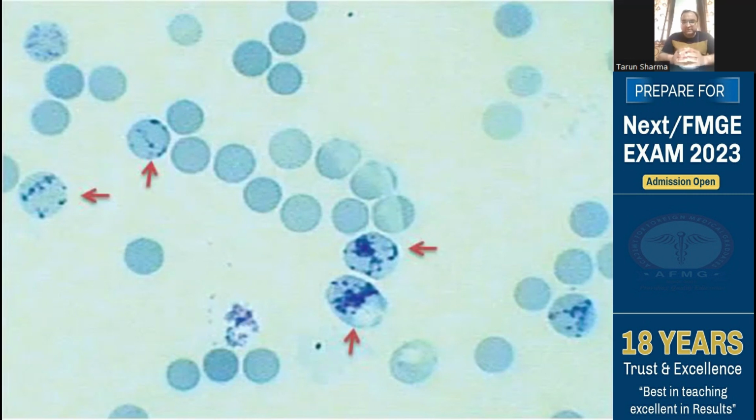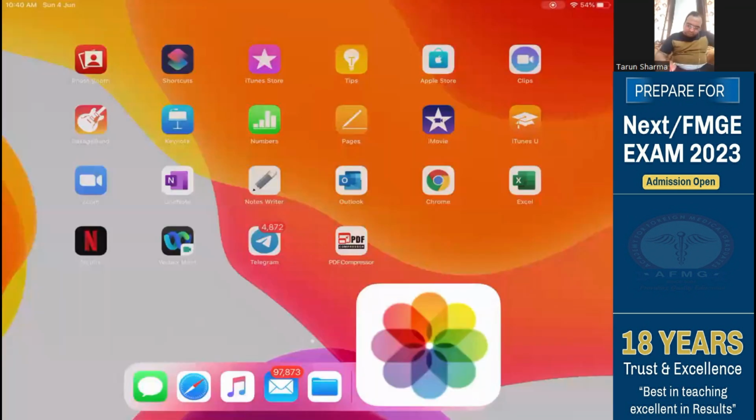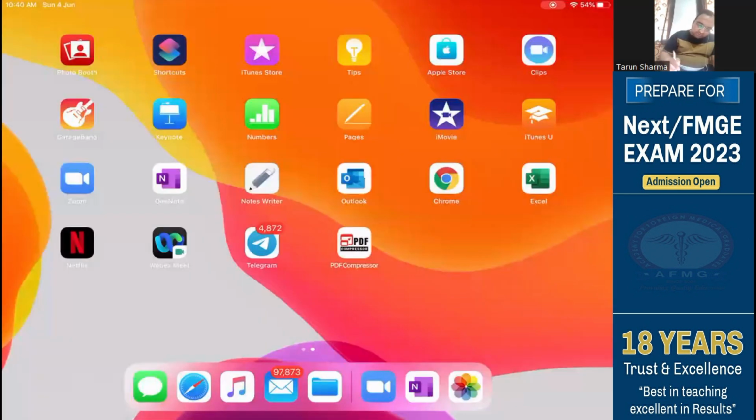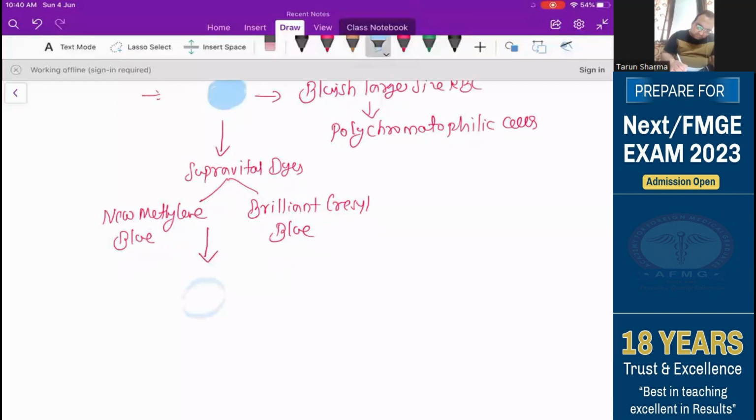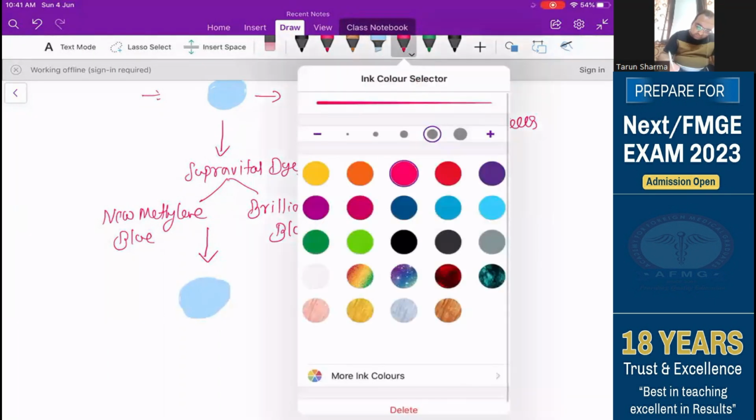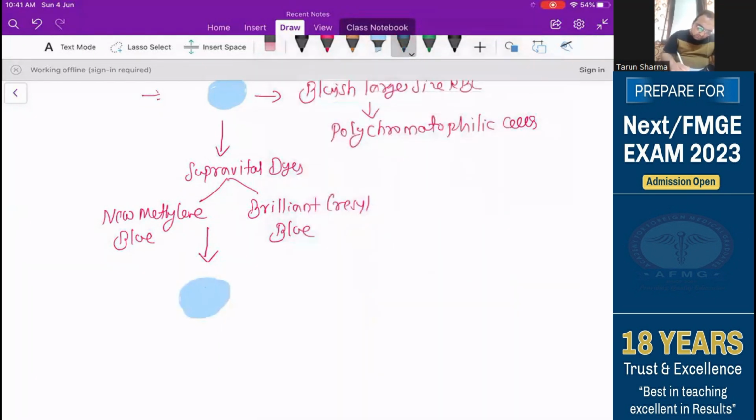Just focus on an area where you can appreciate 100 RBCs, and out of those 100 RBCs, count how many reticulocytes are there; that you can easily calculate. Remember, when you see these RBCs on the supravital stain, that is the new methylene blue, you will appreciate some bluish thread or some bluish dot in these RBCs.